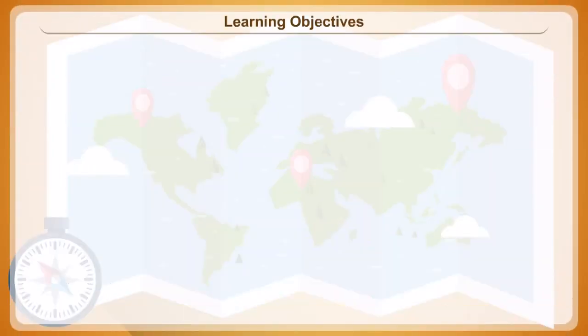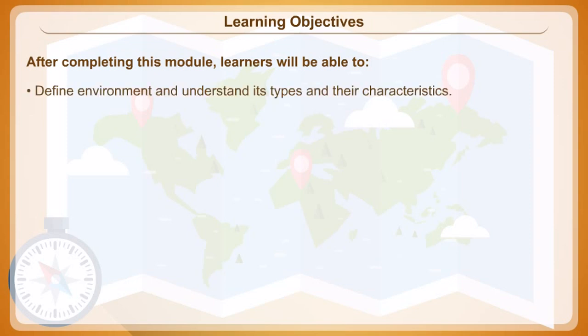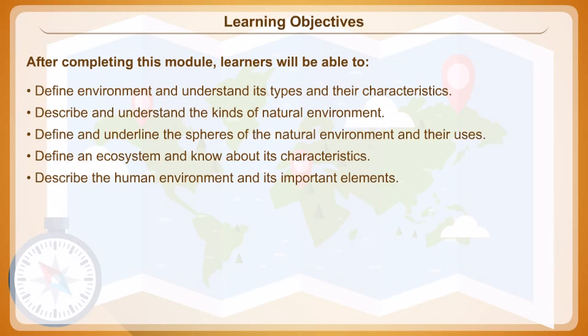Learning objectives. After completing this module, learners will be able to define environment and understand its types and their characteristics. Describe and understand the kinds of natural environment. Define and underline the spheres of the natural environment and their uses. Define an ecosystem and know about its characteristics. Describe the human environment and its important elements. Understand the need for humans to conserve environment.